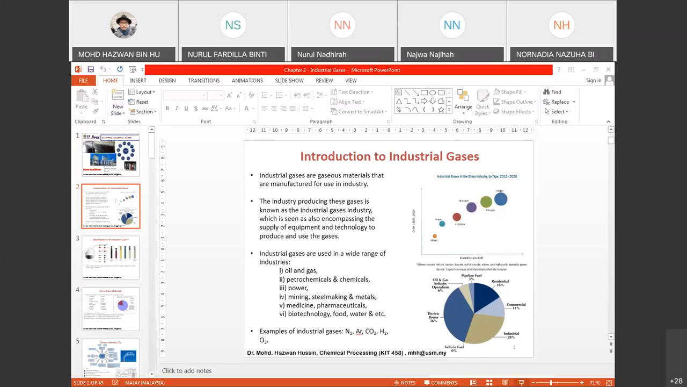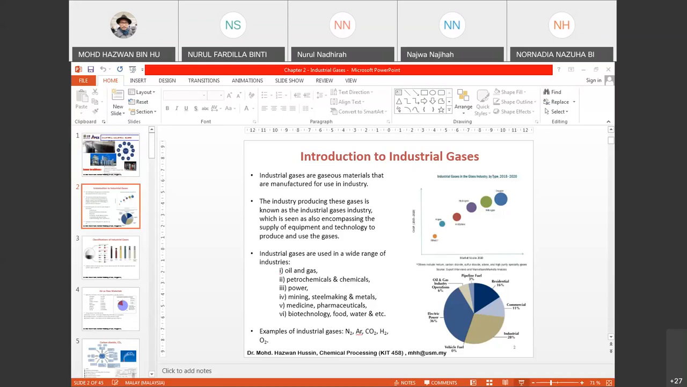The introduction of industrial gas. Industrial gases are gases and materials that are manufactured for use in industries. The industry producing these gases is known as the industrial gases industry, which also encompasses the supply of equipment and technology to produce and use the gases. Industrial gases are used in a wide range of industries such as oil and gas, petrochemicals and chemicals, power, mining, steel making and metals, medicine, pharmaceuticals, biotechnology, food, water, and so on.